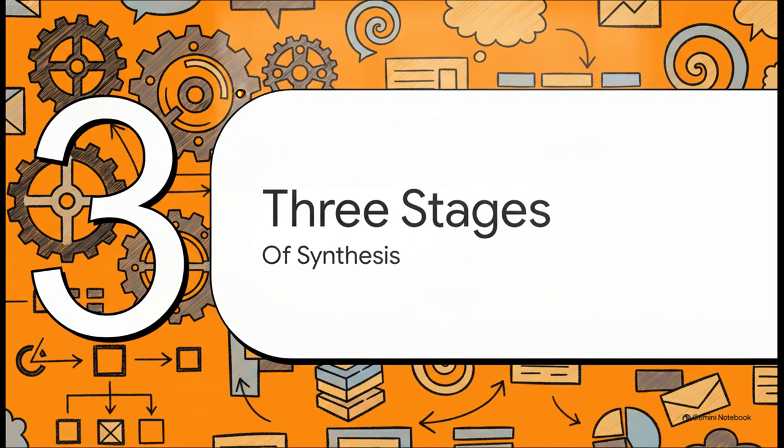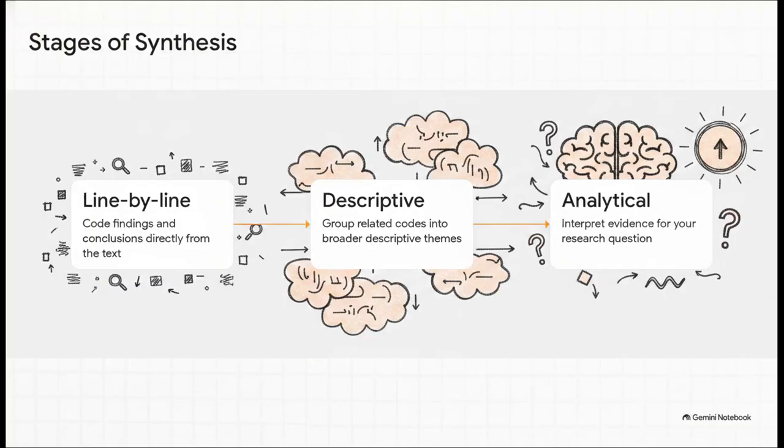Moving right along to Section 3, the 3 stages of synthesis. Let's see how this builds into the actual mechanical workflow. According to Thomas and Harden, you have to progress through 3 specific stages, and you really can't skip ahead here. Step 1 is highly granular, literal line-by-line coding of the findings and conclusions of your included studies. Step 2 requires you to step back a bit and develop descriptive themes by grouping those related codes together. And finally, Step 3 pushes you to generate analytical themes. This is the magic moment, where you go beyond just describing what the studies say and actually interpret what that evidence means for your research question. You're evolving from raw data extraction to deep analytical interpretation.